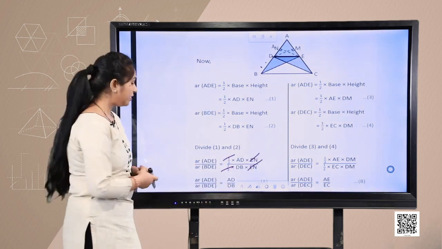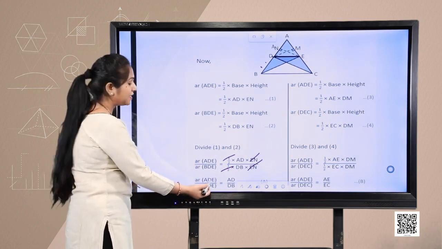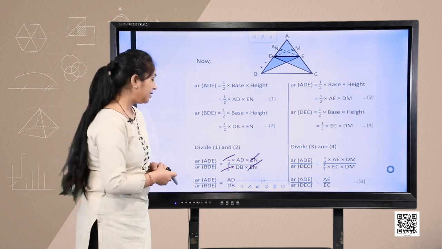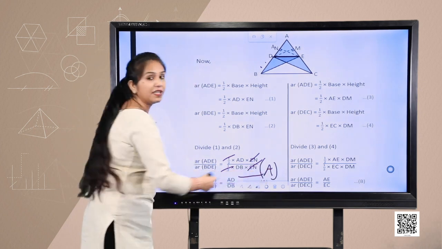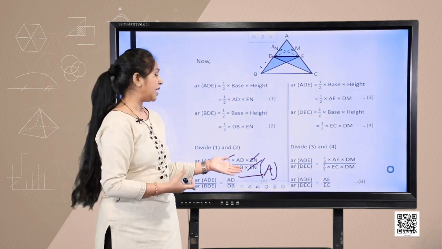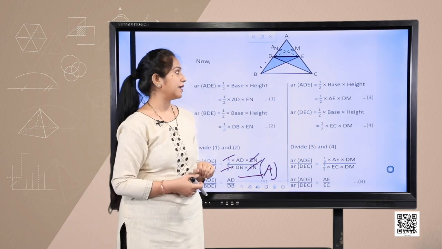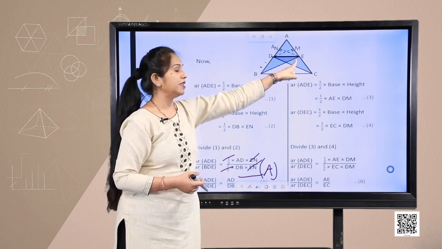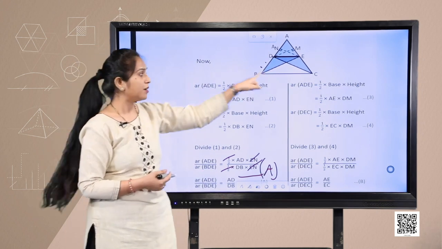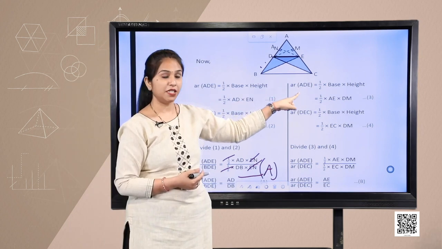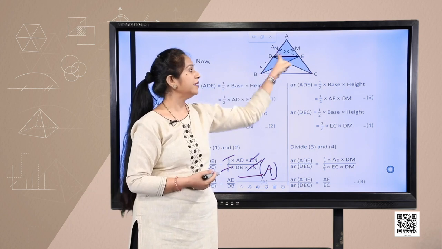So what are we left with? We are left with area of ADE upon area of BDE is equal to AD upon BD. Say this is your equation number A. You can denote it by any number, say 3 or 4, but I am using A here. Now we will proceed the same way on the other side. Now take triangle ADE. Remember, in the first step you also calculated area of ADE, and here also I am calculating area of ADE, but this time I am taking base AE and height will be DM.